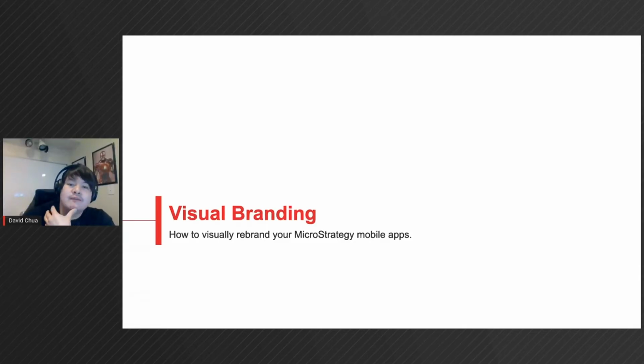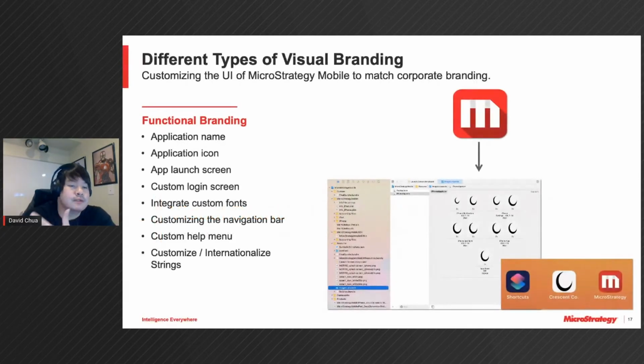Now that we have our project up and running, I'll be walking you through how to do some of the mobile application rebranding. So there are a couple different types of mobile visual rebranding that you can do in aspects of the user interface. We'll be showing a couple of demos, but there are some demos that will be available after the webinar, including creating your own customized launch screen and custom login screen. So today we'll be just walking through two demos, which is for application name and the application icon.